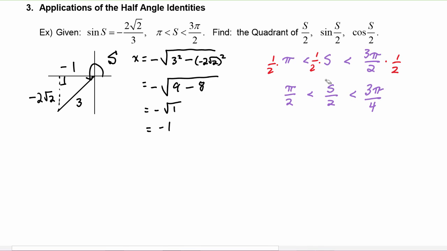If S over 2 is between pi over 2 and 3 pi over 4, think about where that is in a picture. Here's pi over 2. Here's 3 pi over 4. S over 2 lives between those. So then that means S over 2 is in quadrant 2.